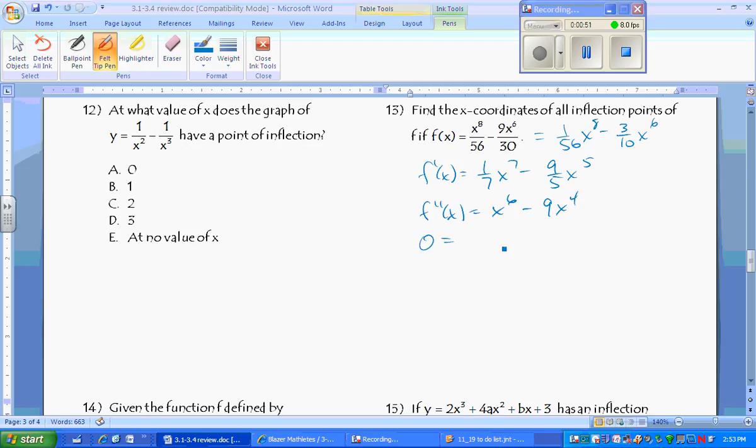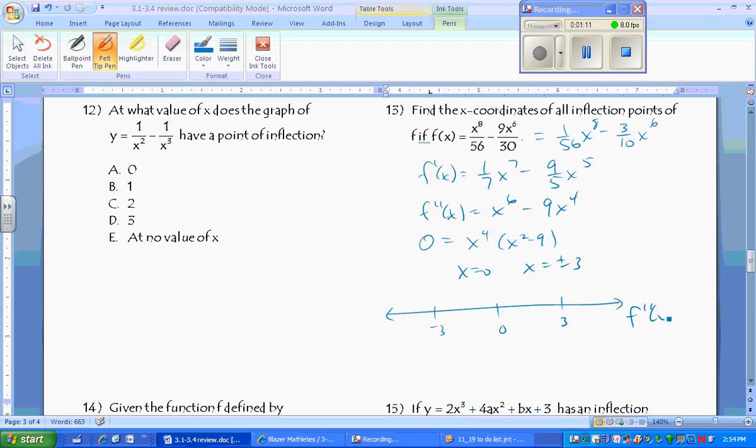So we want to know when this is 0. We can factor out an x to the 4th. So we get x equals 0, or x equals positive or negative 3. I want to look at that on a number line. Figure out where the concavity is changing.